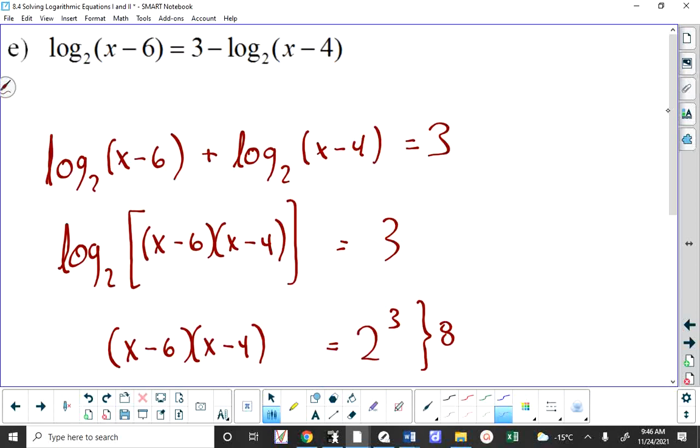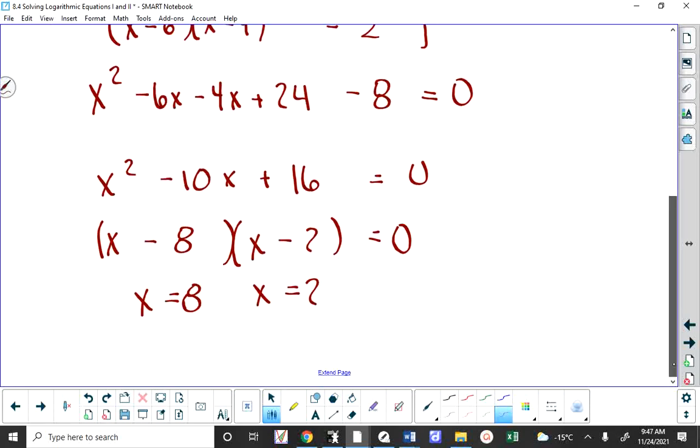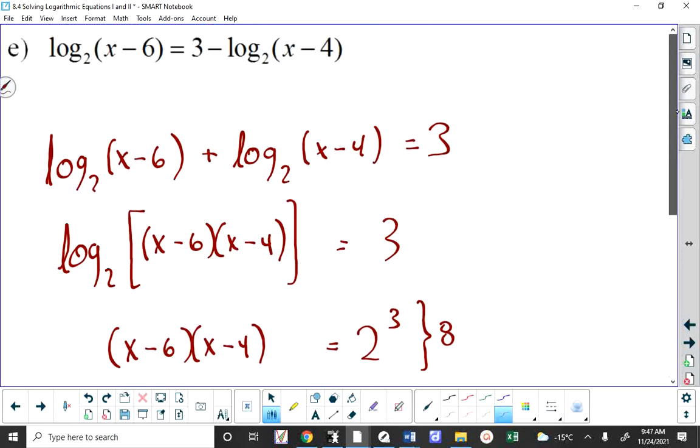We don't need to go any further. Since 8 results in all positive arguments of the logarithms, 8 is a solution. The other one was 2. 2 is not going to work because 2 minus 6 will give you a negative.